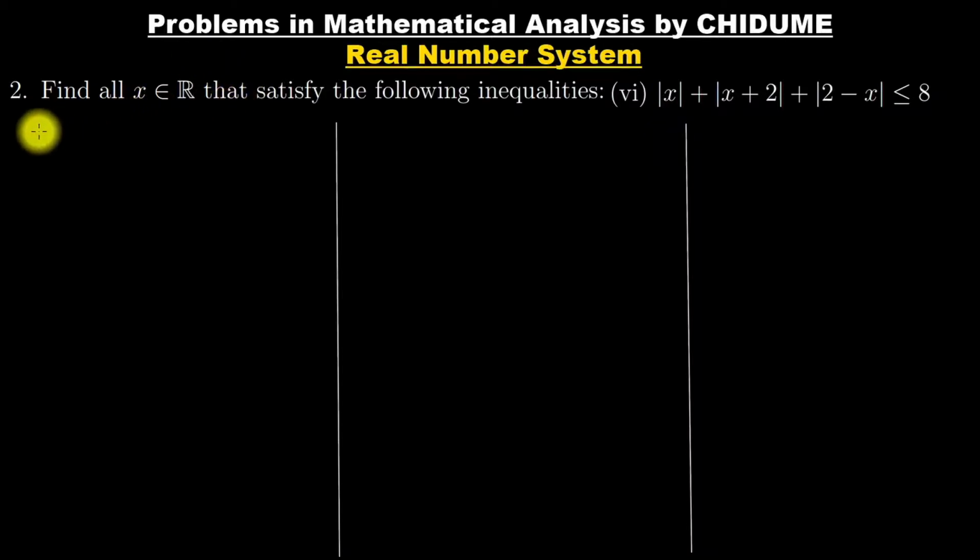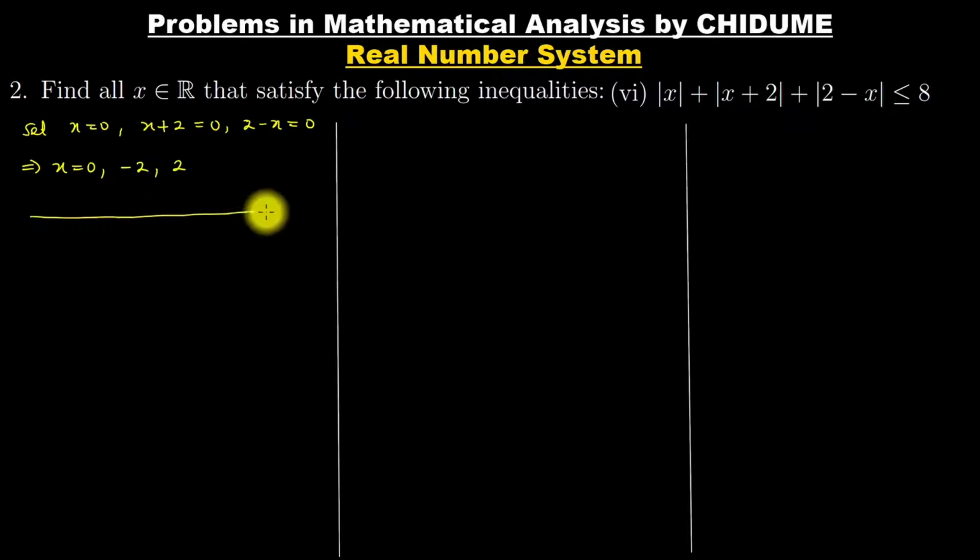If we do that, what are we going to have? We set x to be 0, we set x plus 2 to be 0, and we also set 2 minus x to be 0. That means we are going to have x to be 0, negative 2, and 2. So if we partition it on the real line, we are going to have negative 2, 0, and 2. So that means we partition our real line into 4 different intervals.